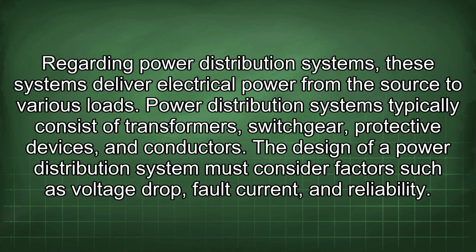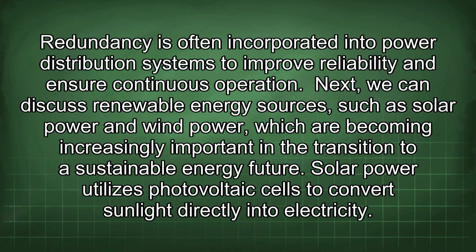Power distribution systems typically consist of transformers, switchgear, protective devices, and conductors. The design of a power distribution system must consider factors such as voltage drop, fault current, and reliability. Redundancy is often incorporated into power distribution systems to improve reliability and ensure continuous operation.